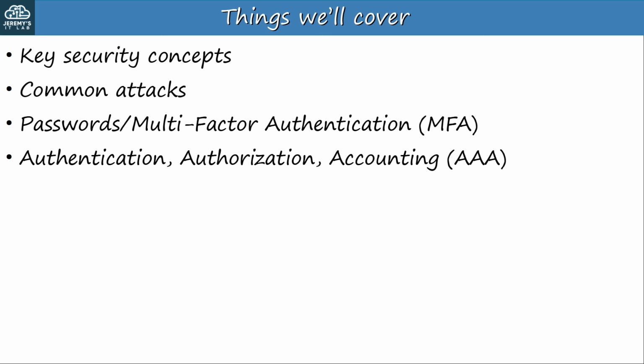Then I introduced AAA. Authentication is the process of verifying a user's identity. Authorization is the process of controlling what that user is allowed to do in the system. And accounting is keeping track of what the user does. Finally, I introduced some elements of an enterprise's security programs, such as user awareness, user training, and physical access control.